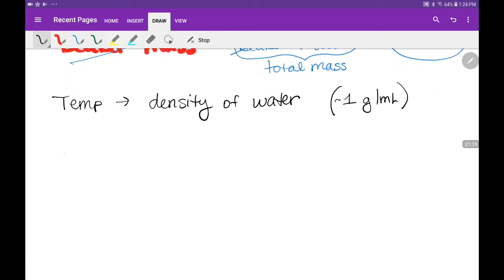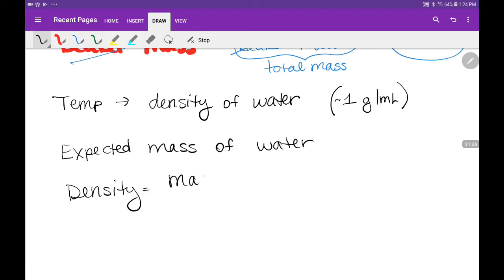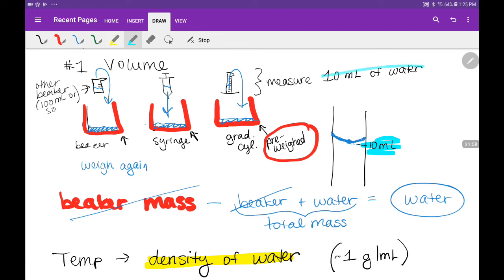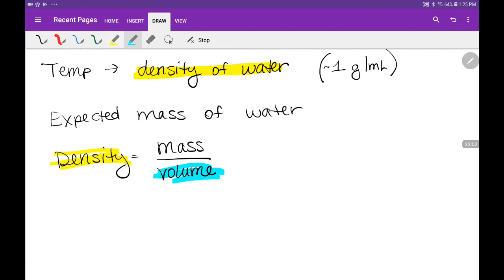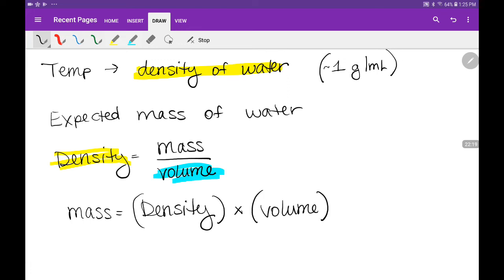Okay, and then we are going to calculate the expected mass of water from the density, because we know that density is mass over volume. So this density that we got from the temperature is going to go right here. We know the volume because that's how much we weighed out. It's supposed to be 10. So we can solve for the mass by rearranging. Whatever the temperature is, that's going to tell us what the density is. We're going to multiply that by the volume if we measured it perfectly.